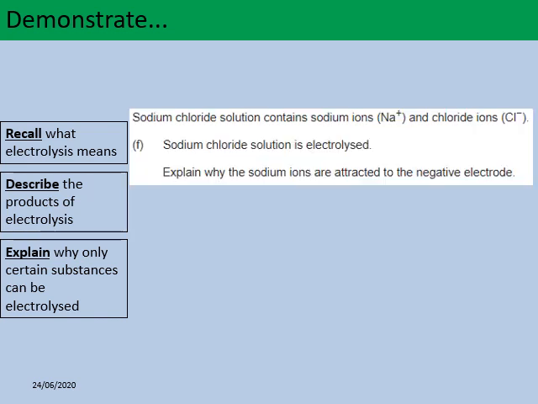Sodium chloride solution contains sodium ions and chloride ions. Sodium chloride solution is electrolyzed. Explain why the sodium ions are attracted to the negative electrode. The answer is because they're positively charged. They've given you the formula for the sodium ion in the question up here, Na+. So they're positively charged and opposite charges attract.